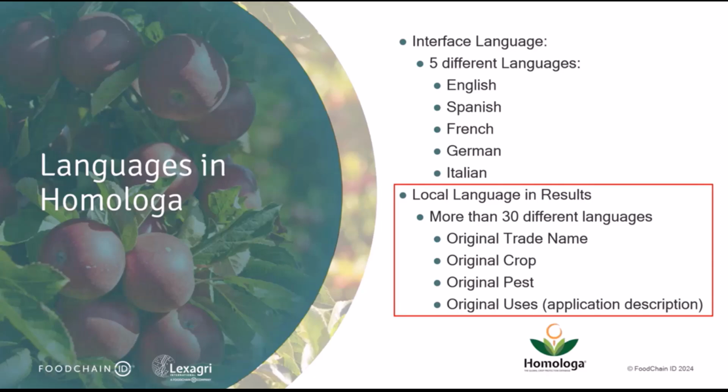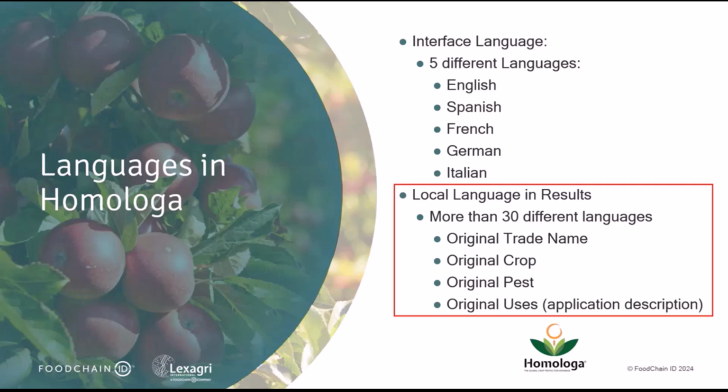We are including original information in the original languages in each of those 4 subcategories. We have original trade names. If you want to search for a particular product in the original language, you can do that. You can also have results for the crop in the original language, as well as for the pest and the original uses. I am going to give you an example on how this is displayed on Homologa.